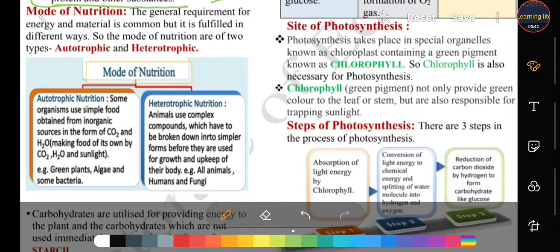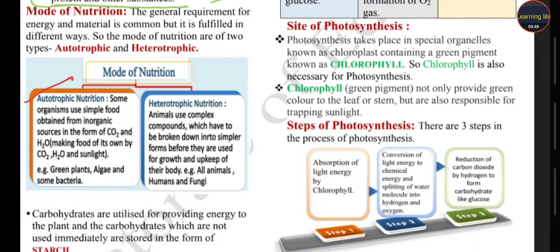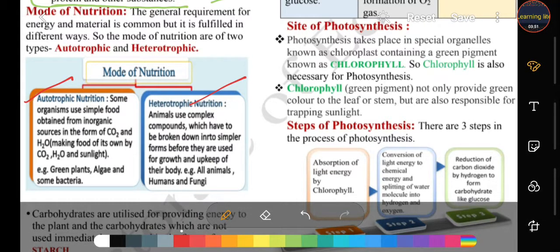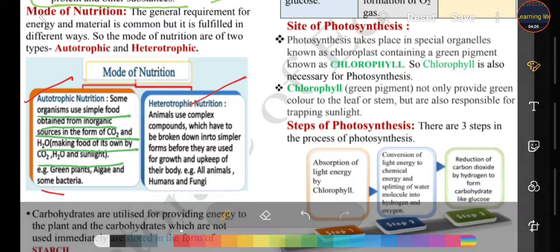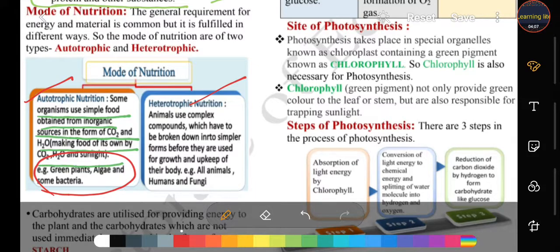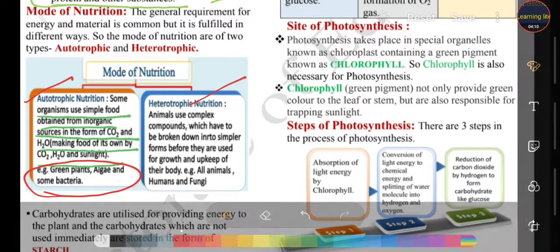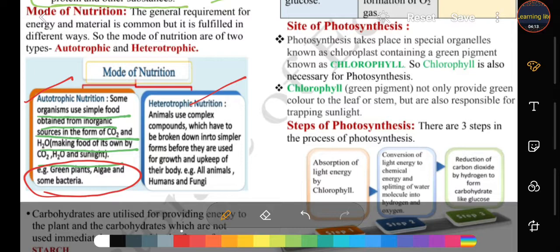There are two modes of nutrition. One is autotrophic nutrition and the second one is heterotrophic. Autotrophic is when the organism synthesizes its food by itself with the help of inorganic sources like carbon dioxide and water in the presence of sunlight. Examples are green plants, algae and some bacteria. They use inorganic substances like CO2, H2O and sunlight.